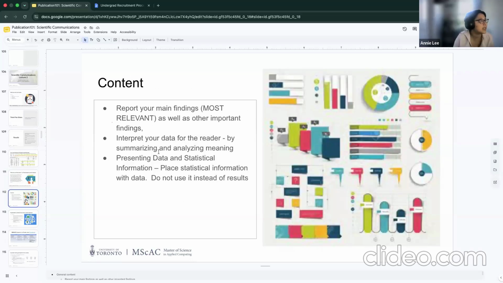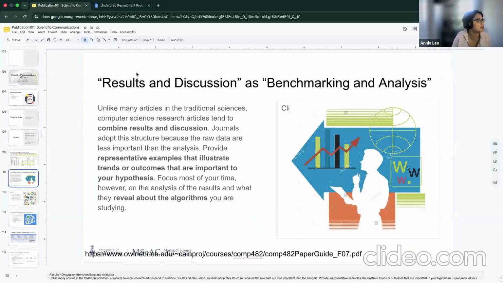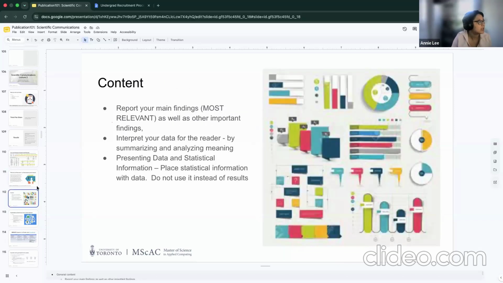In terms of the content, like I said, you want to go from the most relevant results. So think about your research question. What is the research question that you're working on? And what is the result that proves it the best? And then you want to interpret your data for your readers. So you want to summarize and analyze whatever that data means, right? Don't just list a bunch of numbers and leave it. Which is why we combine the results, which are the numbers, and the discussion, which is the interpretation of the results. So, show them the numbers, tell them what it means, and then interpret it.